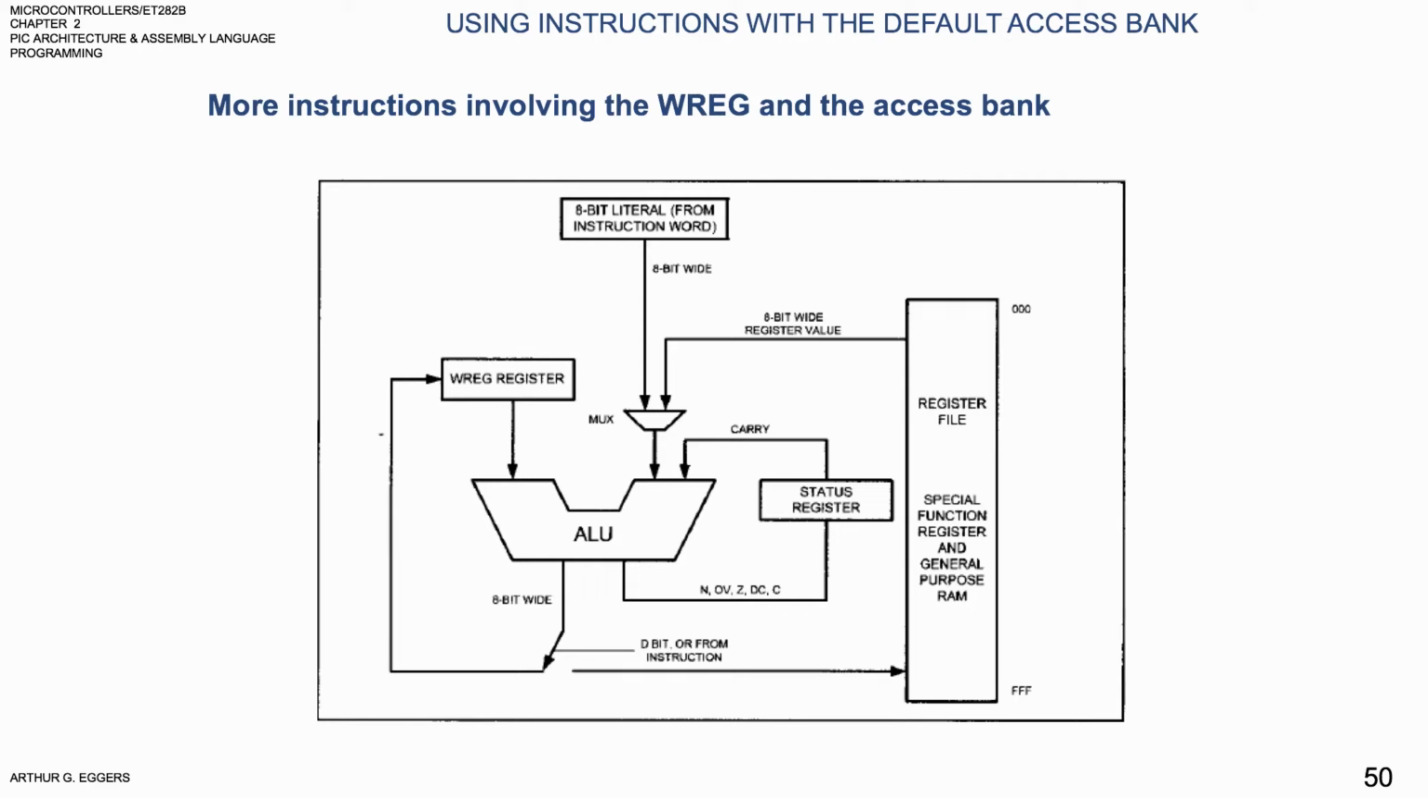As an added note here, let's take a look at this diagram again where we've added the file register as well as the working register pathway from the arithmetic logic unit. As we copy and move values from the working register, you can see there on the bottom that there's a pathway where we have a switch in essence of the D bit or from some instruction.